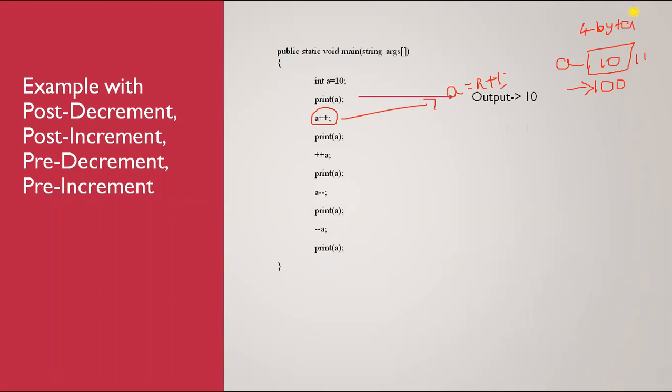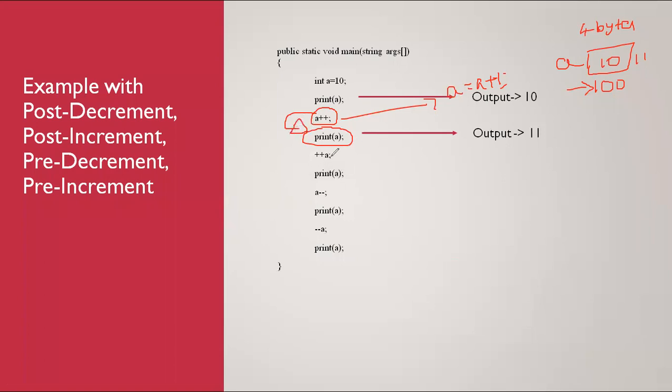Okay, as we know the value is 10, and the second one is 11, since it has been executed after this statement. If you clearly observe, this print a is after this statement a plus plus, which means the value of a will get incremented by 1, right? That is post increment. After this a plus plus, the value would be 11.